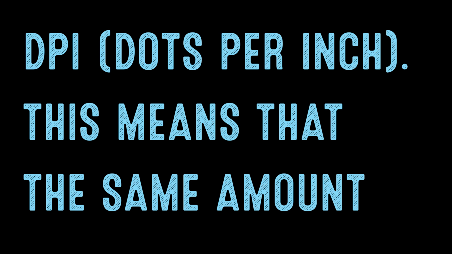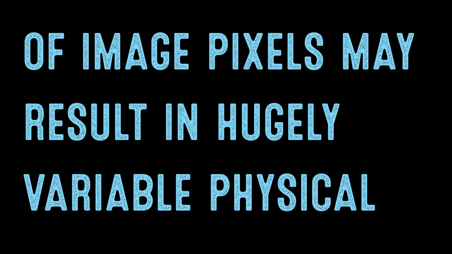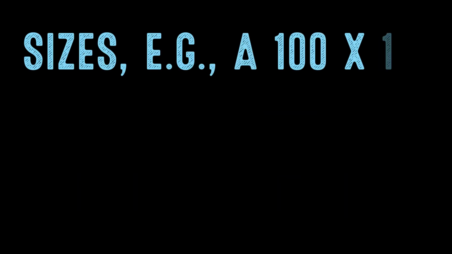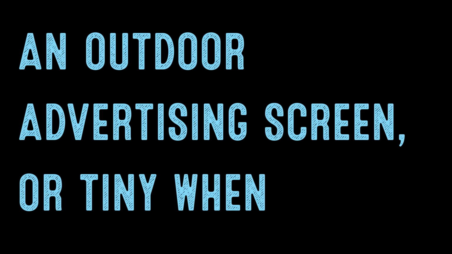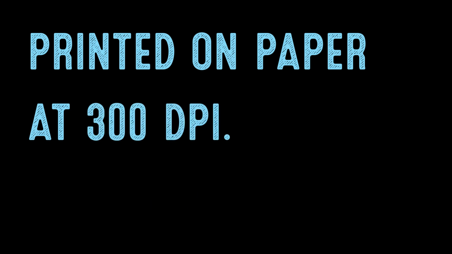This means that the same amount of image pixels may result in hugely variable physical sizes. Ergo, a 100 by 100 pixel image may be huge displayed on an outdoor advertising screen, or tiny when printed on paper at 300 dpi.